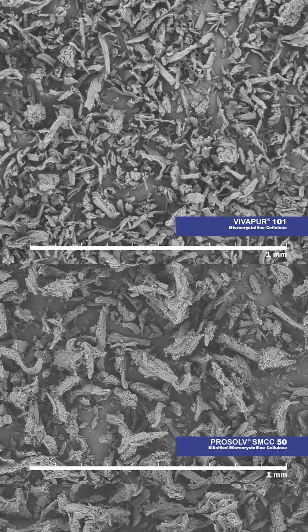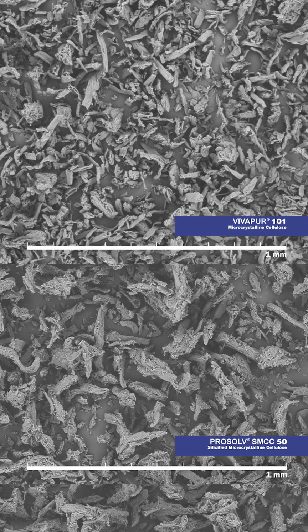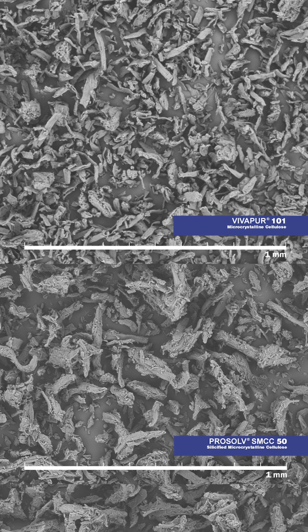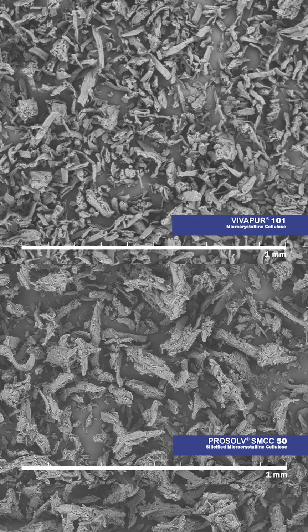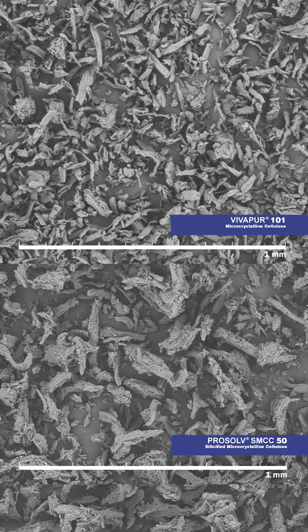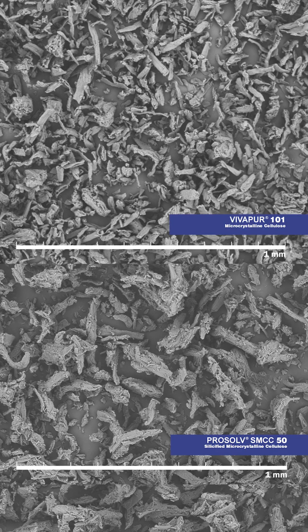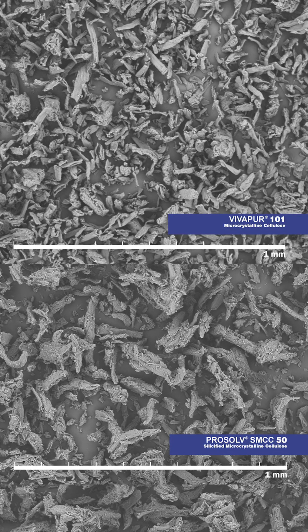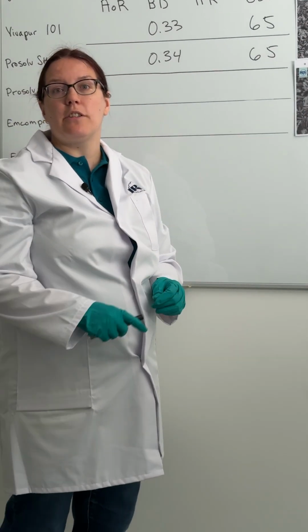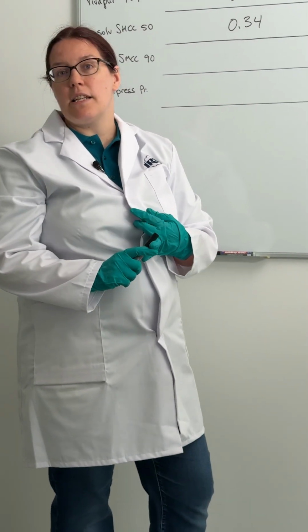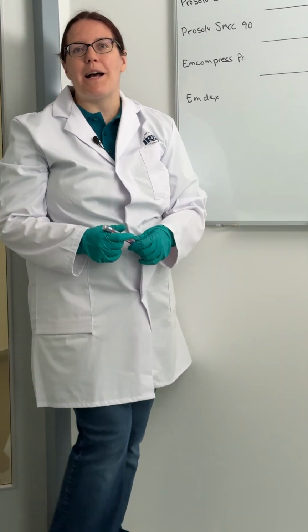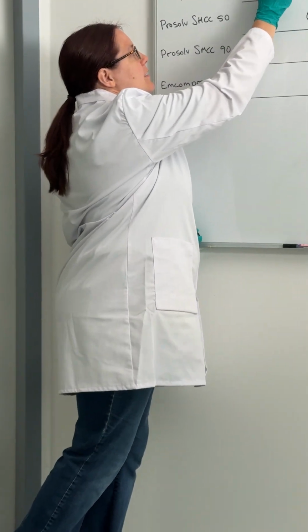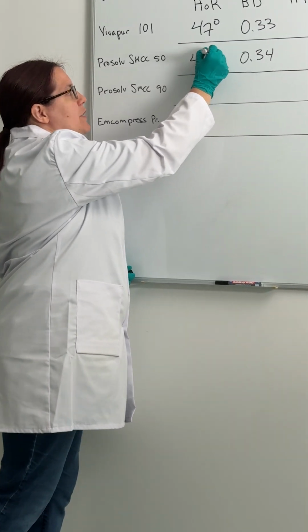Even if we take a look at how they look physically, their structure. So VivaPure 101 is MCC, microcrystalline cellulose, and it has this fibrous structure from the refinement of cellulose pulp. ProSolve SMCC 50 has a very similar structure on the grand scale, but is actually silicified microcrystalline cellulose. So the primary difference between these two materials is not size, it's not density, it's not even shape, it's silicification. And that is perhaps then why we saw such a difference in angle of repose when we measured it.